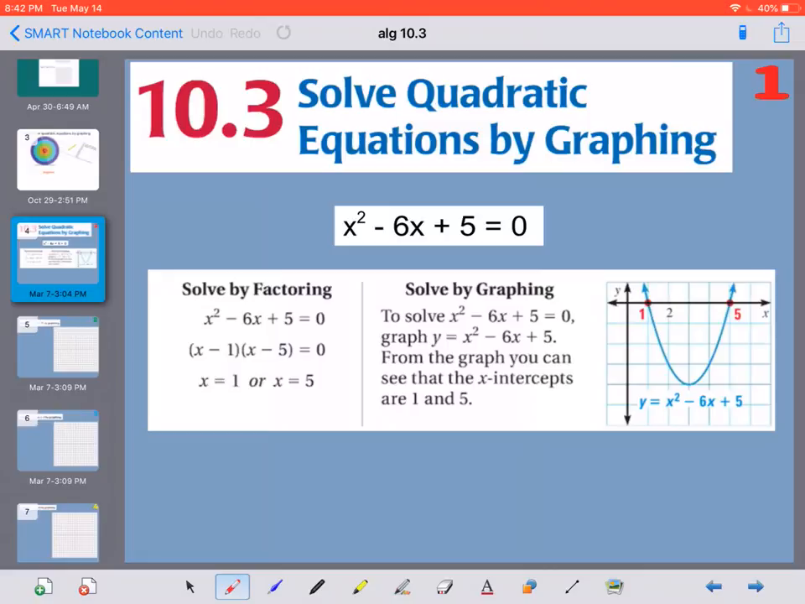So to solve, there are two ways. We could solve by factoring. We could factor x squared minus 6x plus 5, or we could graph it. Now our solutions are going to be our x-intercepts. So every time that parabola crosses the x-axis, those are going to be our solutions, or our zeros.